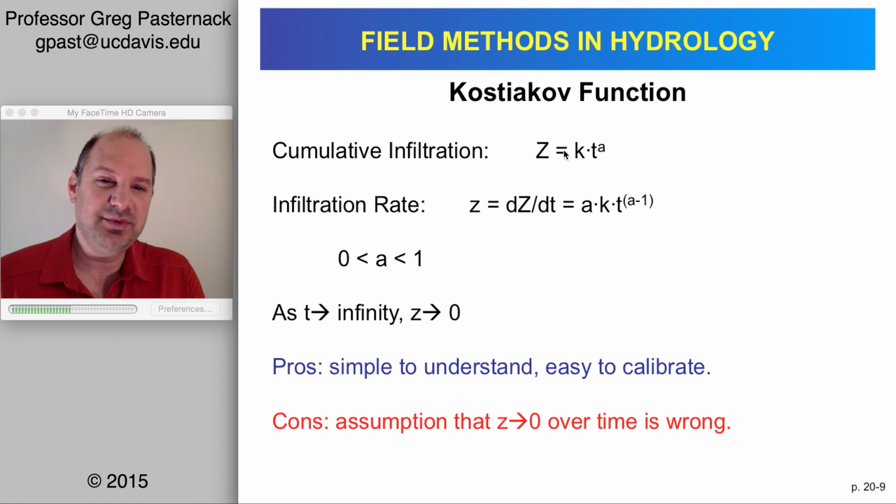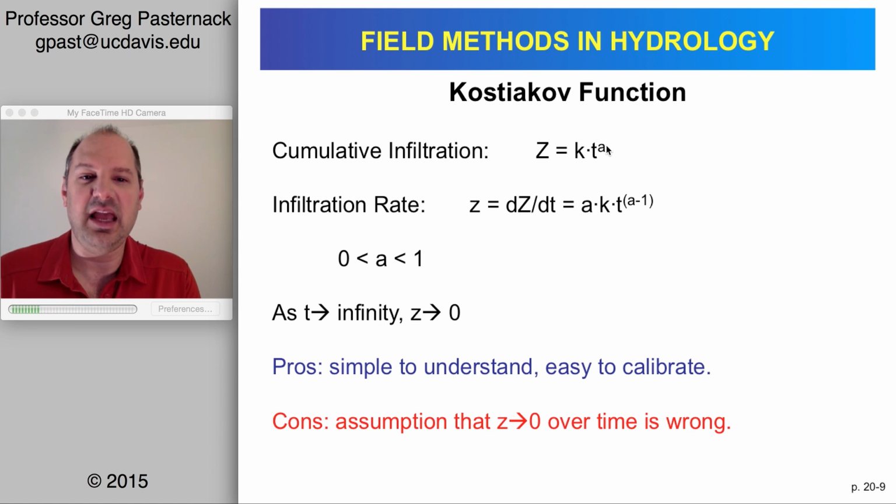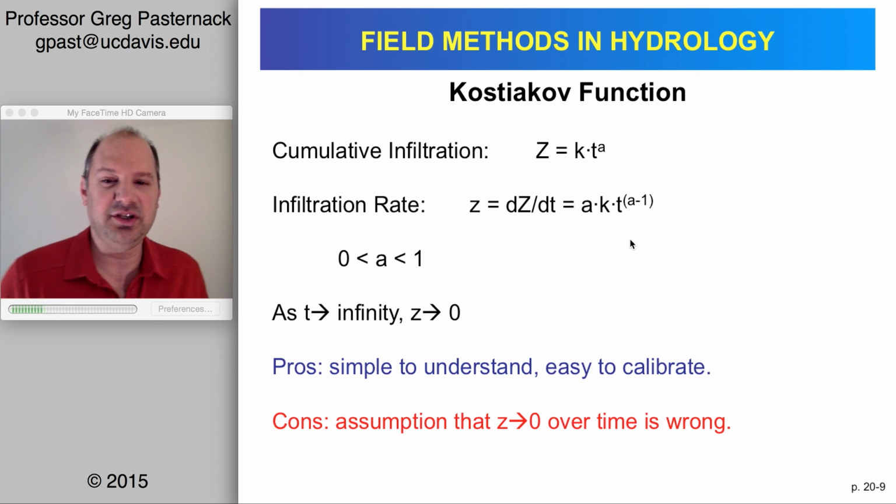Anyway, cumulative infiltration will grow through time while the infiltration rate will decline through time. So if we start off with an exponential growth function and then we take the derivative of it, remember, taking the derivative just means taking the power exponent, moving it down in front, and then doing a minus 1, and you've taken the derivative. So these are the two functions.